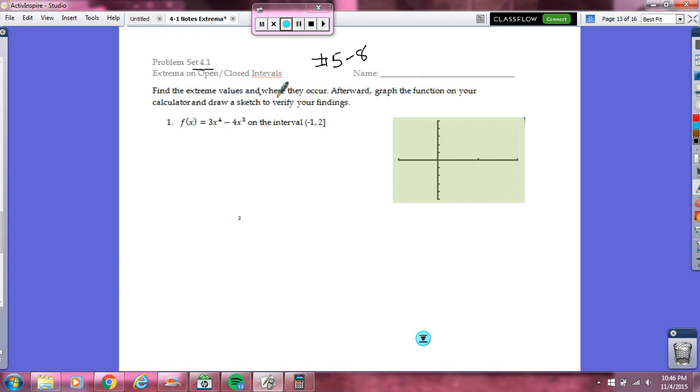It says find the extreme values and where they occur, then use your graphing calculator to sketch the function and verify your findings.